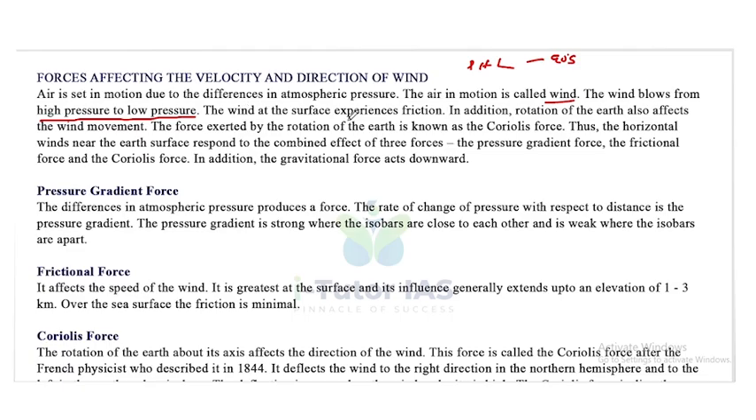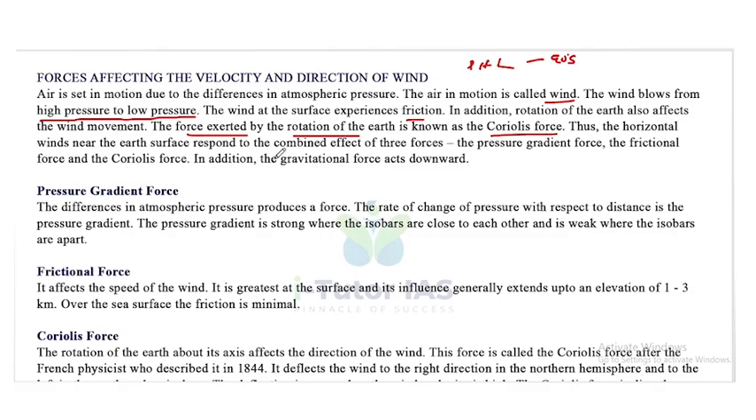The wind at the surface experiences friction. In addition, the rotation of the earth also affects the wind movement. The force exerted by the rotation of earth is known as Coriolis force. So what is called Coriolis force? It is the force exerted by the rotation of the earth. That is known as Coriolis force.